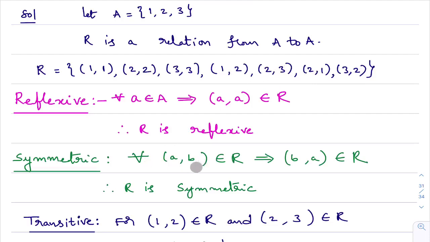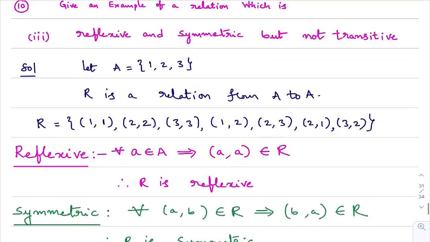For every (a, b) in the relation, (b, a) is also present in this relation. Try to understand how I have written the answer. I have not written that (1, 2) belongs to R implies (2, 1) belongs to R, therefore this relation is symmetric. I have not written like this. When it is symmetric, when it is reflexive, when it is transitive, you have to write the answer very carefully, right? For any (a, b) belongs to R, (b, a) is also present in that relation. Therefore, this relation is symmetric. I hope you got this point.